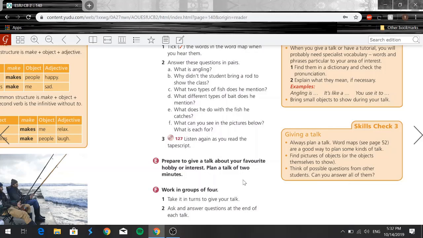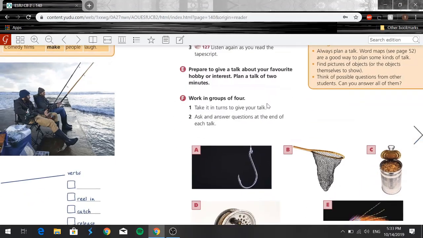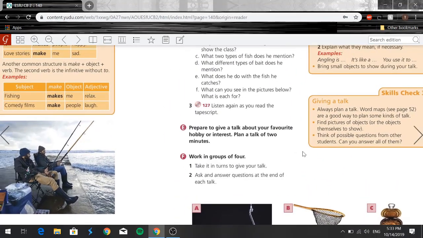Okay? Now, again, it wouldn't be a speaking section if we didn't prepare to give a talk, right? This time, we're gonna prepare our favorite hobby or interest, right? So plan a talk of about 2 minutes, 1.5 if you're really not in the mood, but hey, you gotta do it, okay? So talk about your favorite hobby or something that's interesting to you, okay? Yeah, and I think that's about it. So now let's move on, you guys.